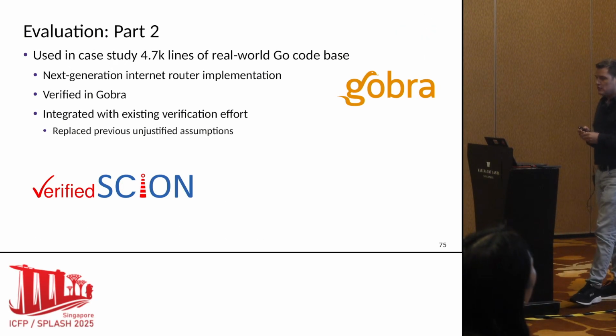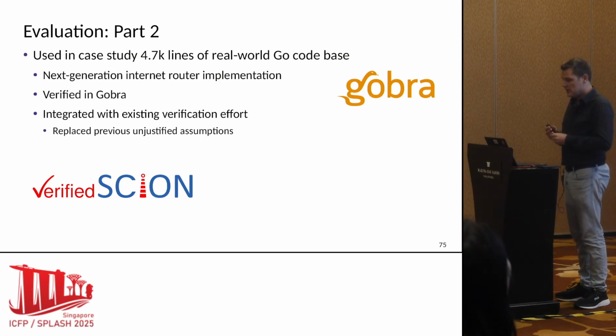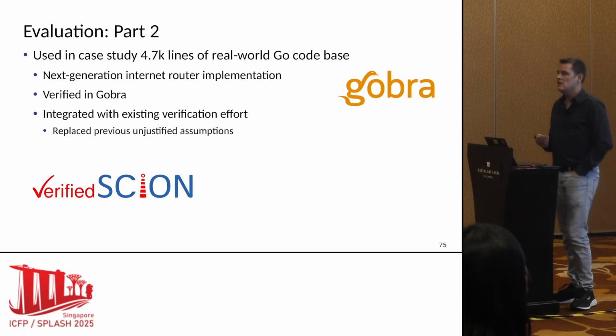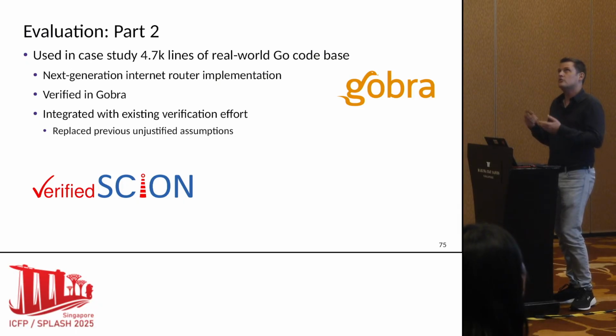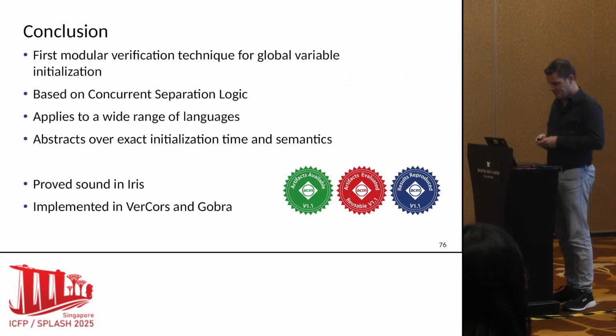And arguably more importantly, we've integrated this technique into a larger verification effort of a real-world Go code base. So this is 5,000 lines of Go code that constitute a router implementation verified in Gobra, and that uses global state, and where previously, essentially, there were unjustified assumptions. Now we use our techniques to have sound reasoning about this global state.